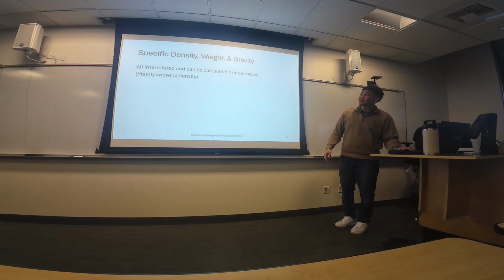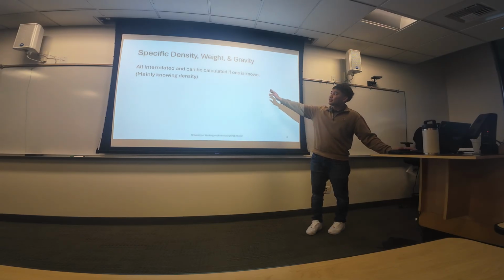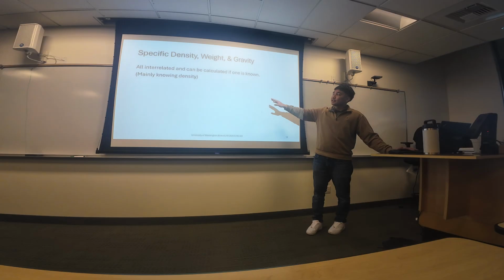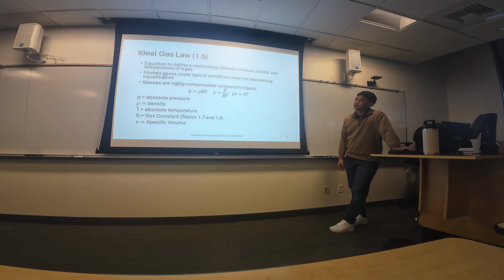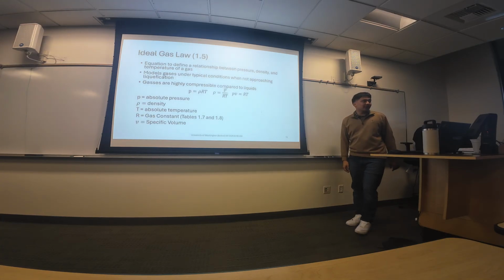Okay, so what we just talked about was specific density, weight, and gravity. If you go back, if you write them down or look at lecture slides, they're all kind of interrelated. So once you have calculated one, you can probably calculate the others. The main common denominator they have is density, which is rho. Okay, any questions before we go to ideal gas law?